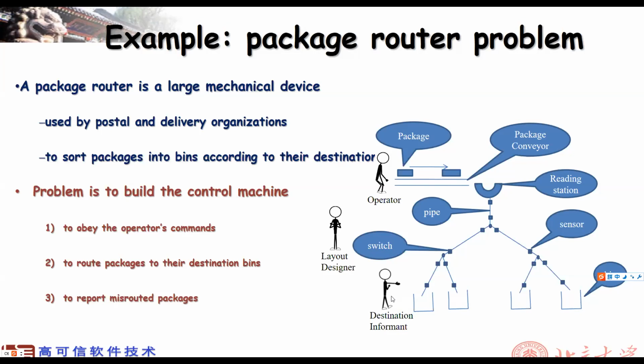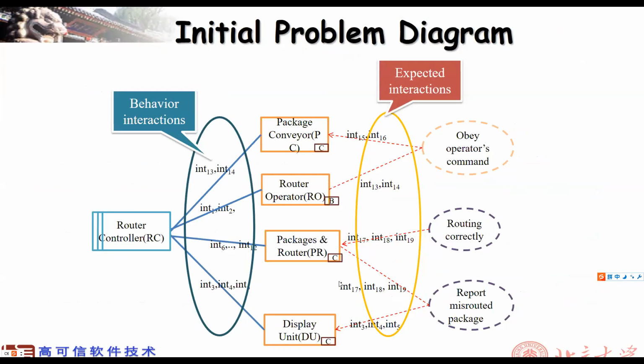So from this description, we can get an initial problem diagram, and we can recognize a router controller is the machine to be built, and the package conveyor, the router operator, package and router and display unit are the problem domains, and we can identify 3 requirements. Firstly, obey operator's command and route correctly, and report misrouted package, and other behavior interactions and expected interactions.